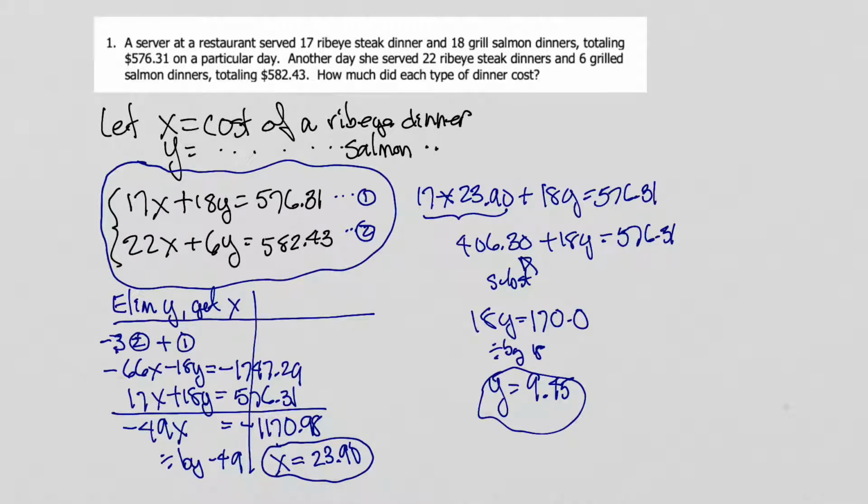So assuming I've got everything on my calculations right here, we're going to say this, that a ribeye dinner, now which one was the ribeye? The ribeye was X, and down here we got X to be $23.90. So the ribeye dinner costs $23.90, and the salmon dinner costs $9.45.